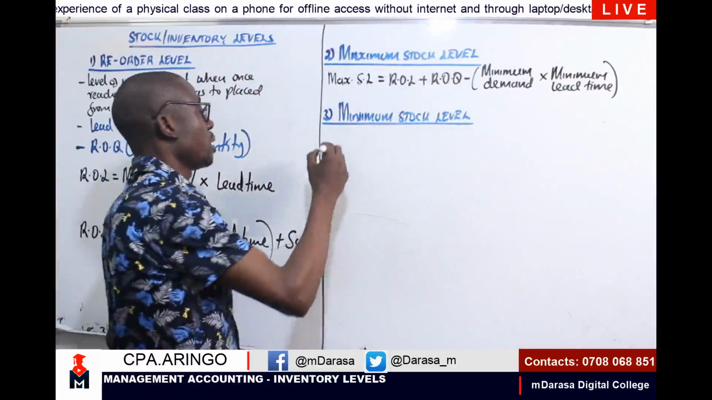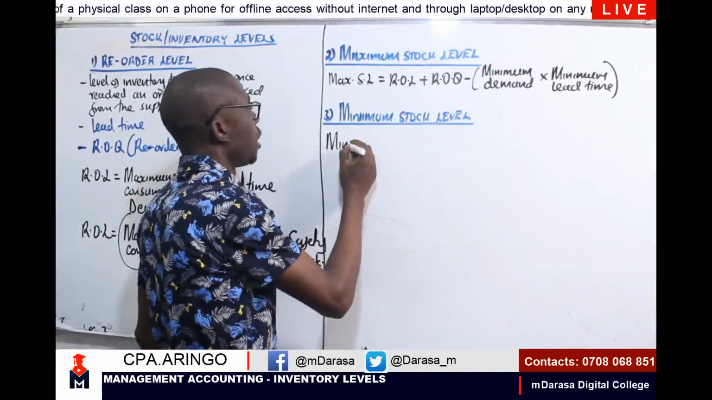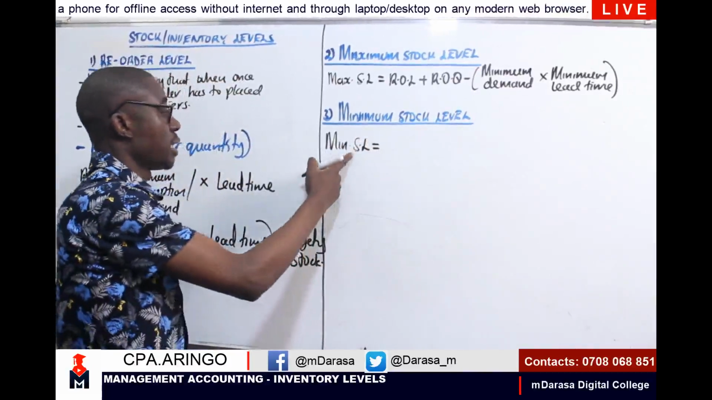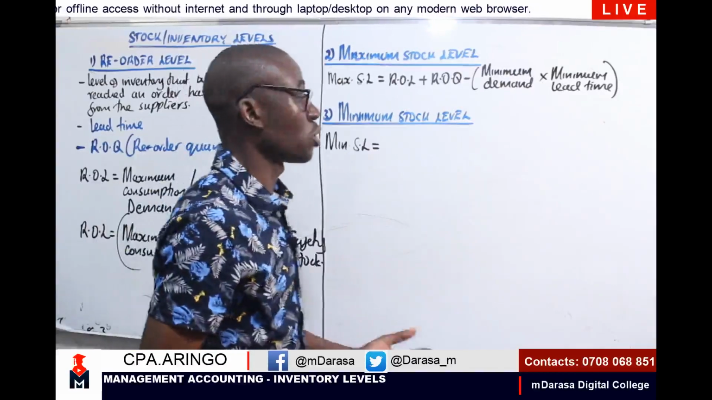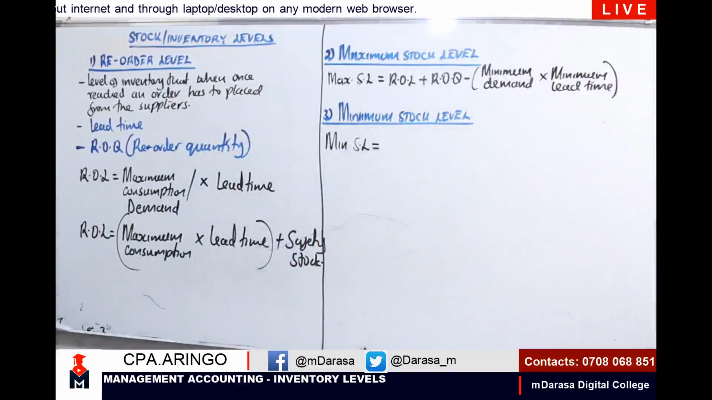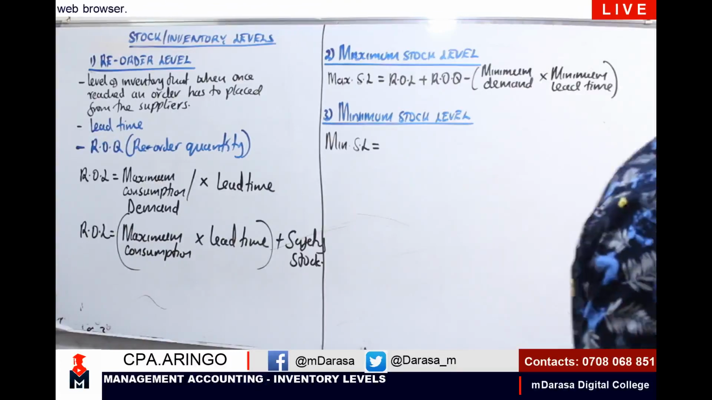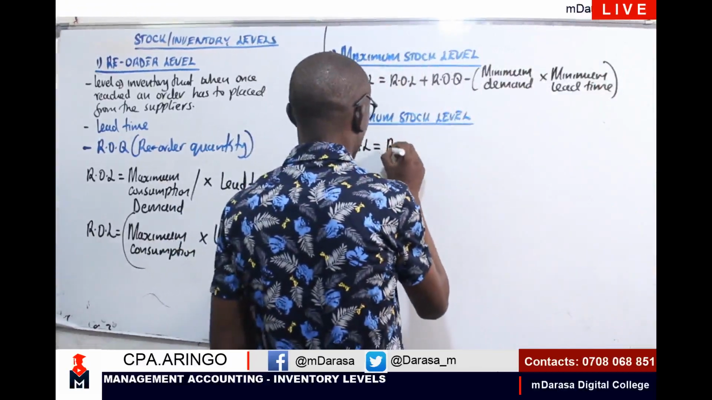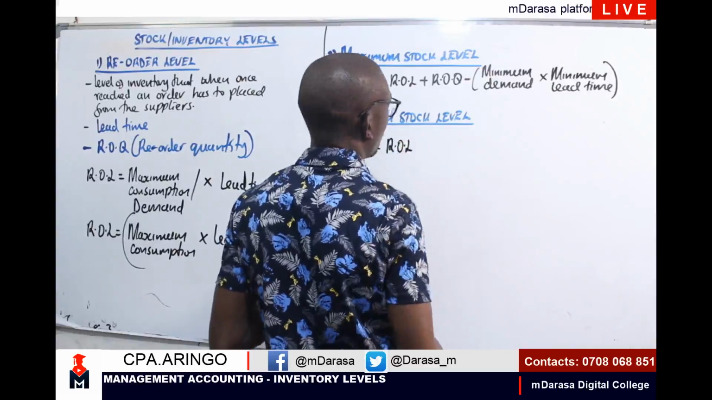The question would be, in the event that you are asked to determine our minimum stock level, how will you go about it? Allow me to use min SL, indicating that we're talking of minimum stock level. It is a very simple concept that you can always tend to grasp. To determine the minimum stock level, we normally talk of the reorder level, my good students.